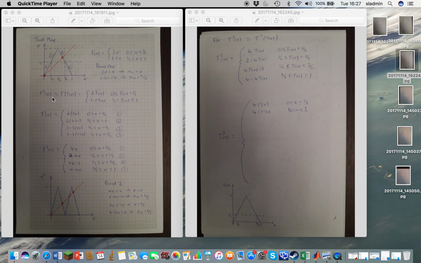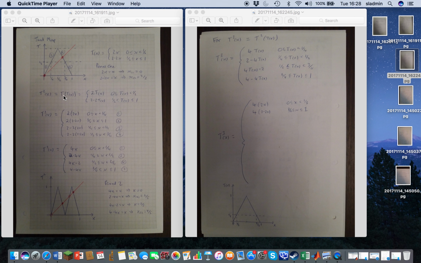To find T squared of x, we simply use functions of functions. So we look at T, and wherever we have x, we replace it with T of x. So T, as a function of T of x, is twice T of x when T of x is between 0 and 1/2, and 2 minus 2 T of x when T of x is between 1/2 and 1.